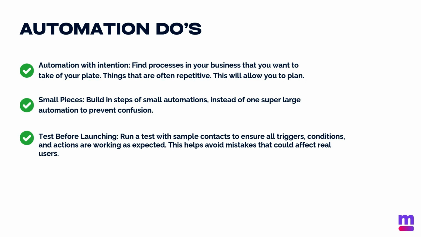Instead of one large super automation, you might build maybe like 10 smaller automations, all linked to each other in different ways, which will just make it less complicated for you. You also want to make sure that you test before launching. So run a test with sample contacts to ensure that all the triggers, conditions, and actions are working as expected. This can help avoid mistakes that really could affect your customers and may make you look unprofessional.